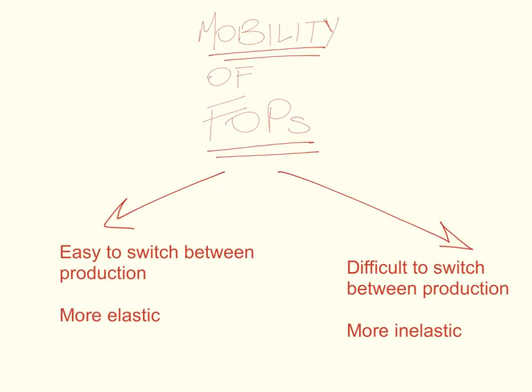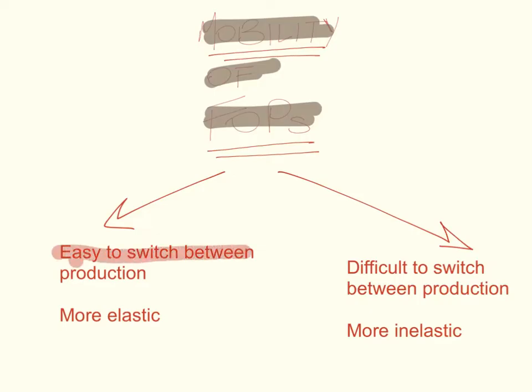The second determinant of price elasticity of supply is how mobile the factors of production are, so the mobility of factors of production. How easy it is to switch the factors of production between producing different things. If it's relatively easy to switch between production, supply will obviously be more elastic. But if it's quite difficult to switch the factors of production between producing different products, in that case, supply might not be very responsive to price and would therefore be more inelastic.